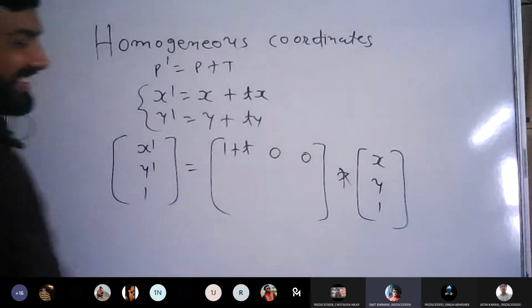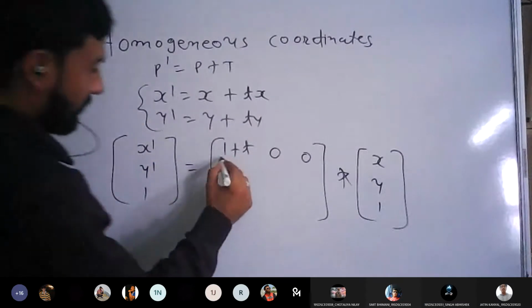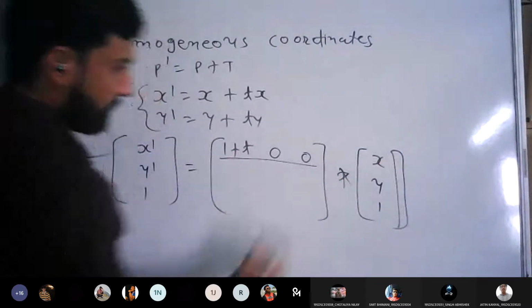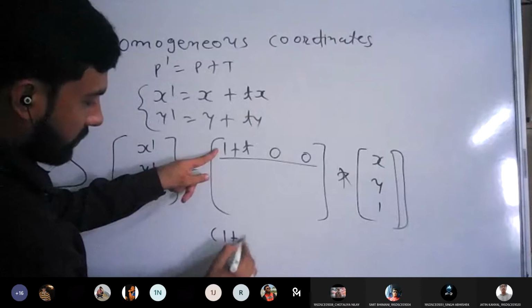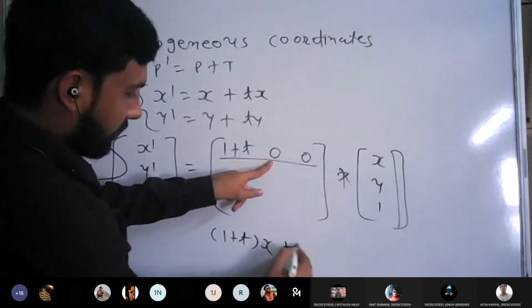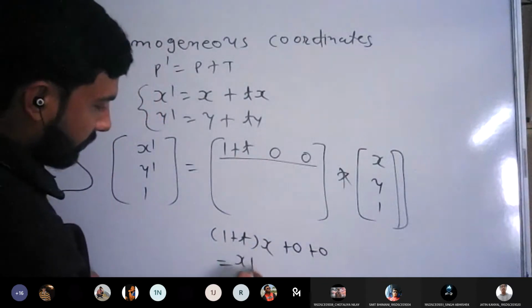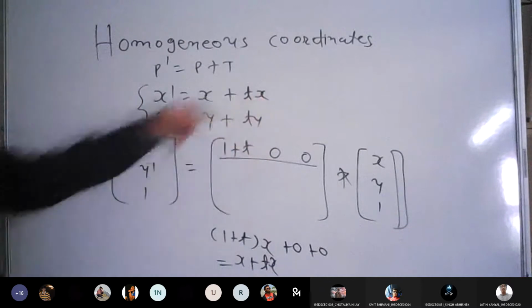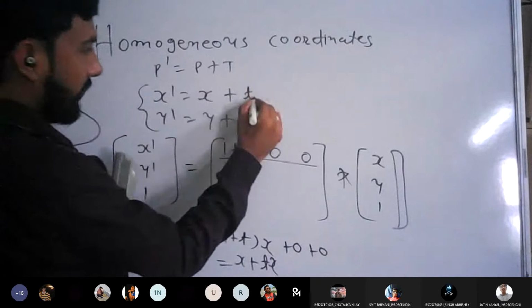Okay, then. Now just try to multiply this. You will get an idea. If I multiply both the matrices, I need to go with the first row and first column. So if I multiply the first element, it will be 1 plus tx, plus 0 into y, plus 0 into 1. If I resolve it, x plus tx. This tx and this tx are different. Here tx is a subscript.